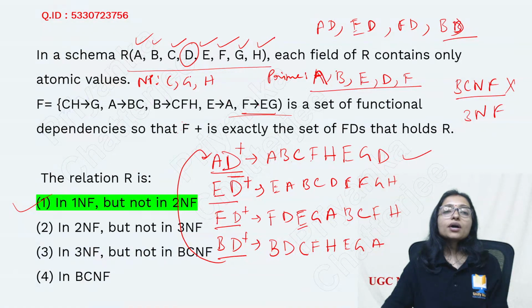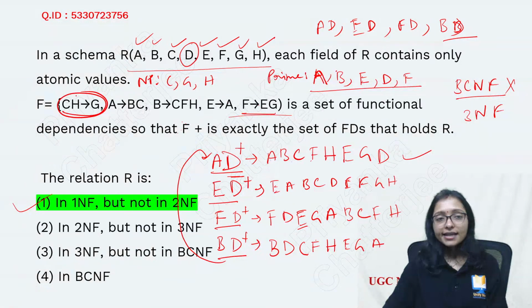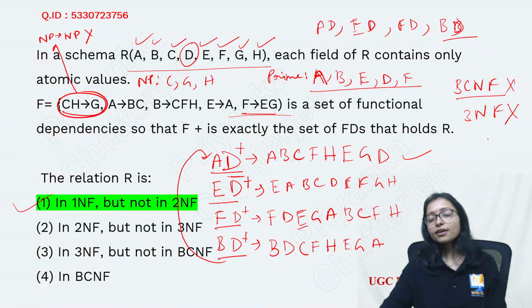Right. So now you see. Non-prime to non-prime. This one. CH to G. This is actually non-prime to non-prime. This is not allowed in 3NF. So it is not in 3NF. Is it in 2NF? Prime to non-prime.